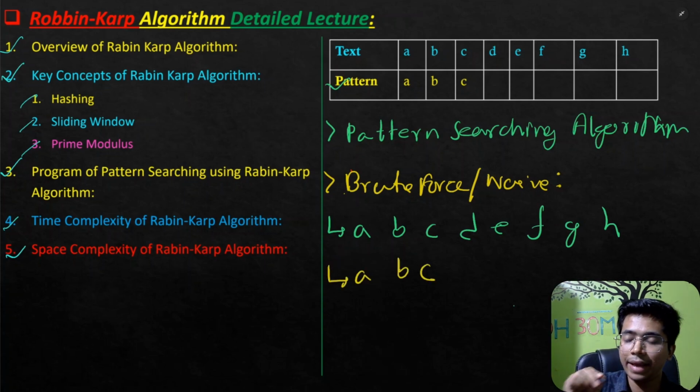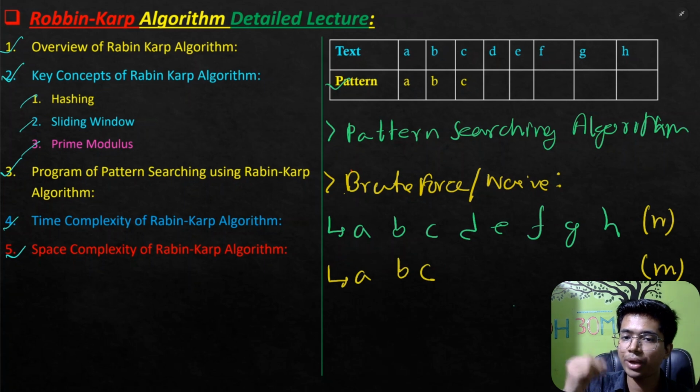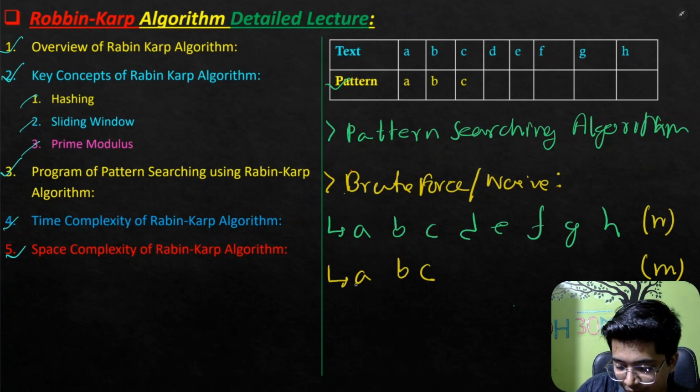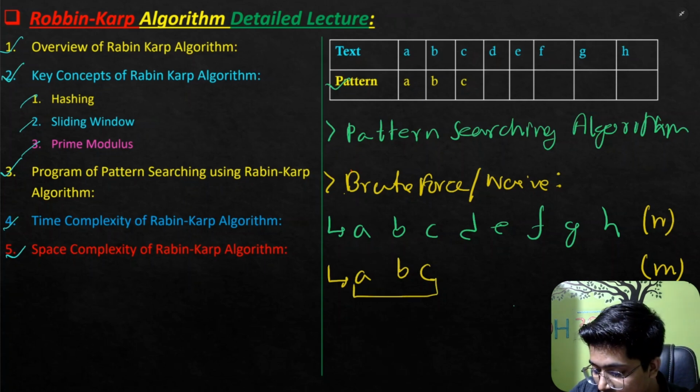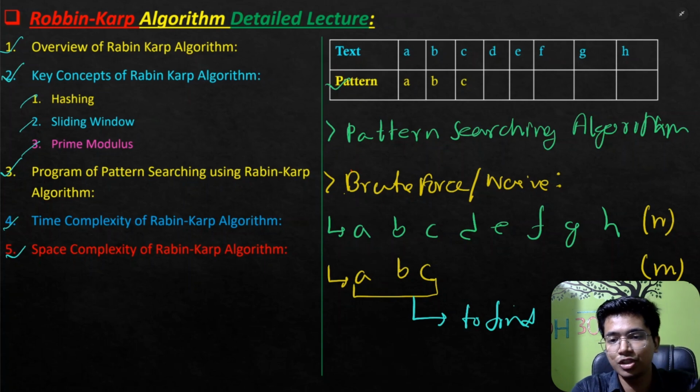Let's assume the length of the text is n, and the length of the pattern is m. When we compare these two strings, our main motto is to find the matching substring. We are trying to find the number of occurrences of the same pattern. That is our main goal: to find the matching substring.